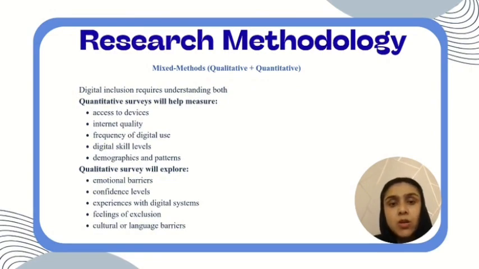Now, why didn't we use only a qualitative method? So, the justification for this is a purely qualitative method, for example, interviews, can reveal fear of using technology, lack of confidence, or cultural stigma, or experiences with biased digital systems.